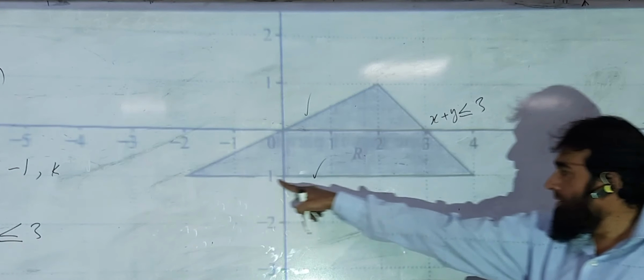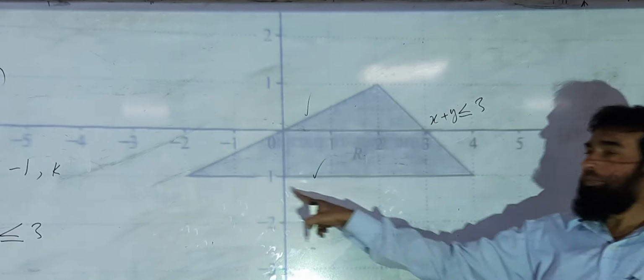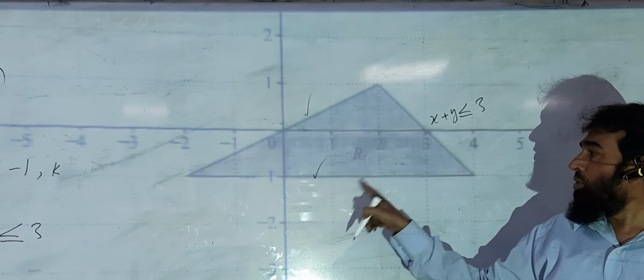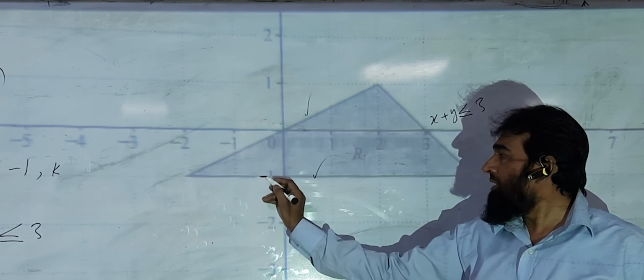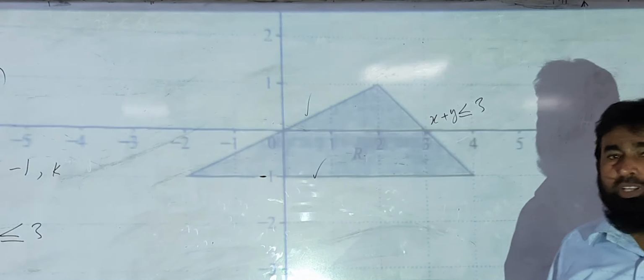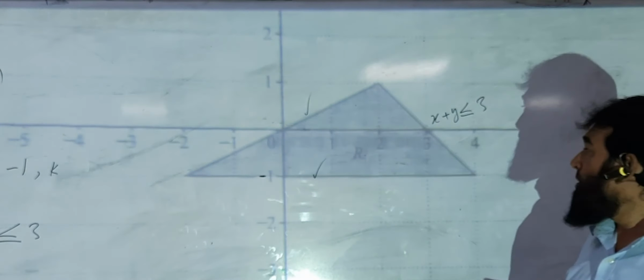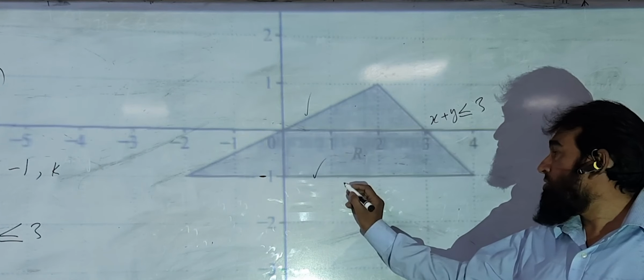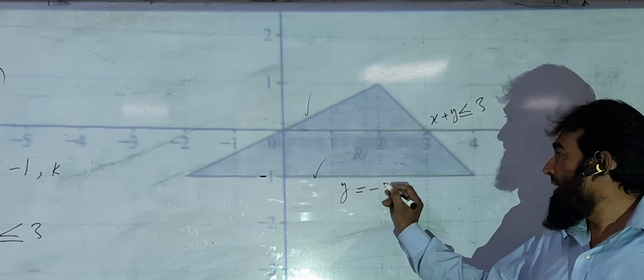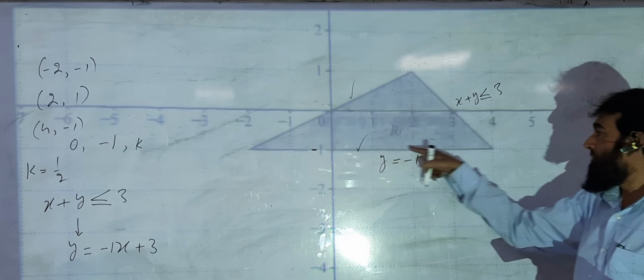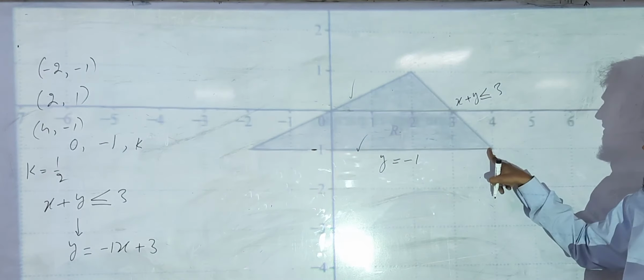Now first of all, let's see this one. This is a horizontal line. This side is a horizontal line. This line is passing through the y-axis at minus 1. It is cutting the y-axis at minus 1, and you know that if there is a horizontal line, you can straightforwardly write down the equation of this straight line as y is equal to minus 1. This is the equation of this side of the triangle.